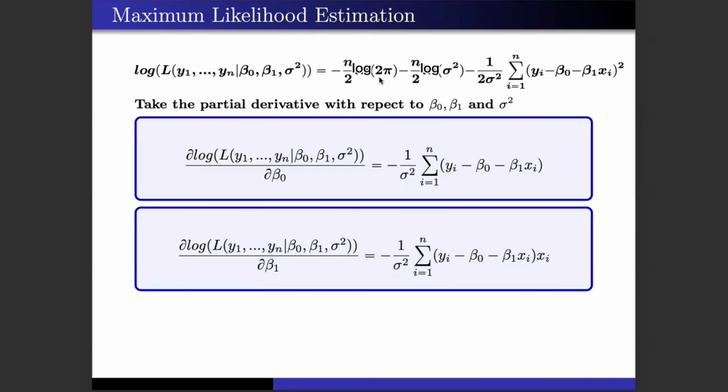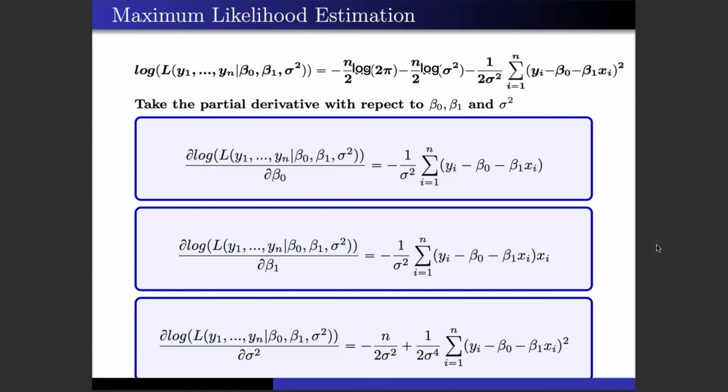Next, we find the partial derivative of this log likelihood function with respect to beta 1. The partial derivative of the first term with respect to beta 1 would be 0. The derivative of the second term with respect to beta 1 would be 0. And the derivative of the third term with respect to beta 1 would give us this value.